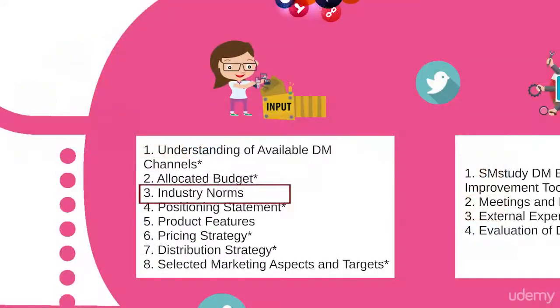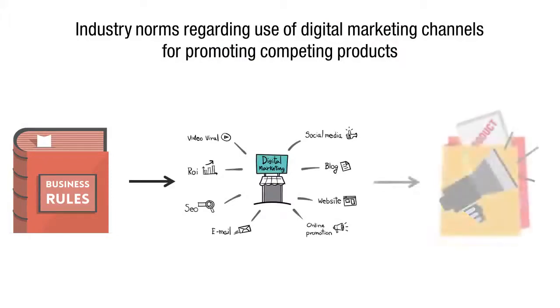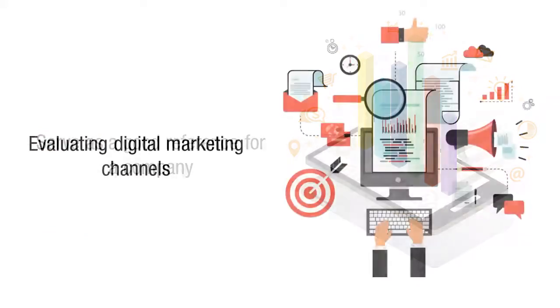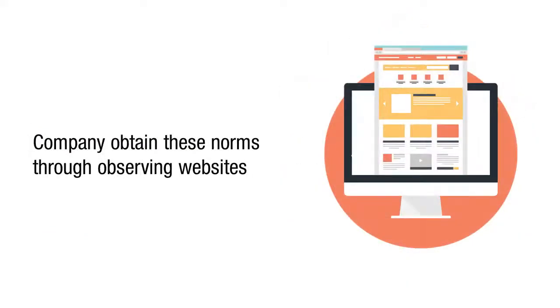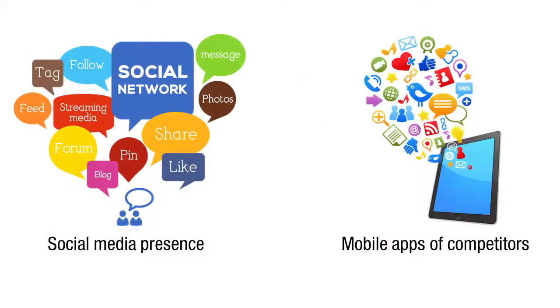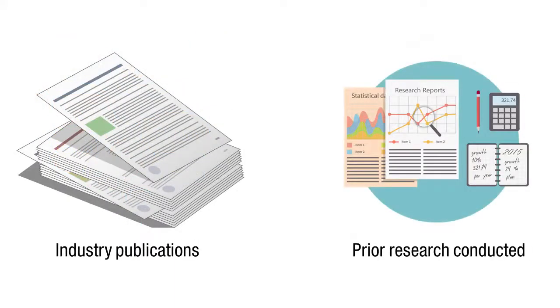The next input is industry norms. The prevailing norms in the industry regarding the use of various digital marketing channels for promoting competing products serve as a good reference for a company when evaluating digital marketing channels. A company can obtain these norms through observing the websites, social media presence, and mobile apps of competitors. It may also access these norms through industry publications and prior research conducted.